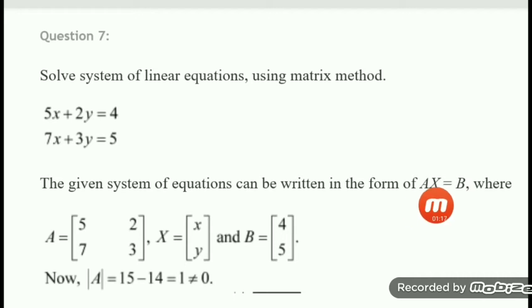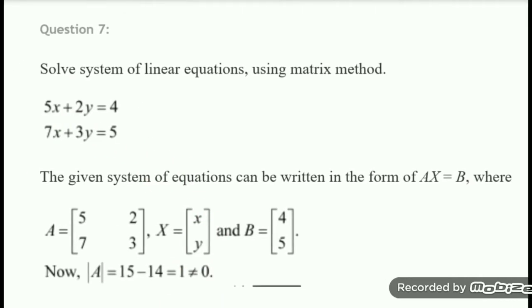The given system of equations can be written in the form AX = B, where A is the coefficient matrix 5, 2, 7, 3, and X is the column matrix of the variables. Your variables are x and y, so X is x, y. And B, the column matrix of constants, is 4, 5. So you have to put it in the form AX = B.